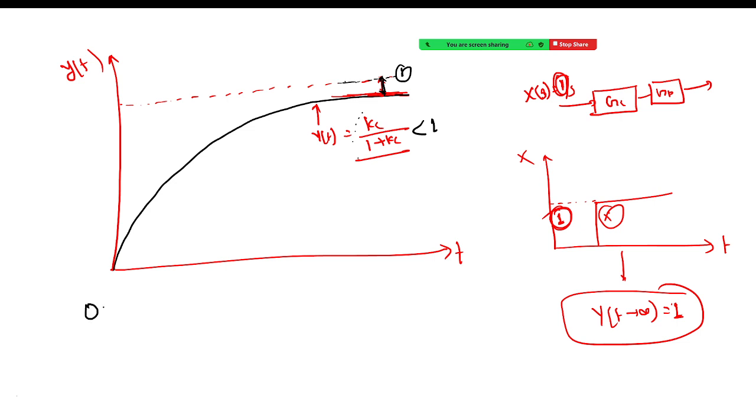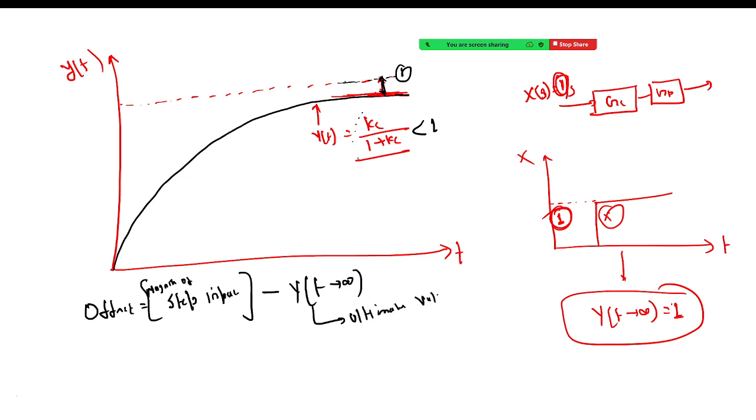So a parameter has been defined to analyze these things, and that parameter is called the offset. The offset is equal to what? The magnitude of the step input that you are giving, minus the ultimate value of the response, y(t) as t tending to infinity. If the offset is very high, then the deviation will be very high. So this particular gap we call the offset.